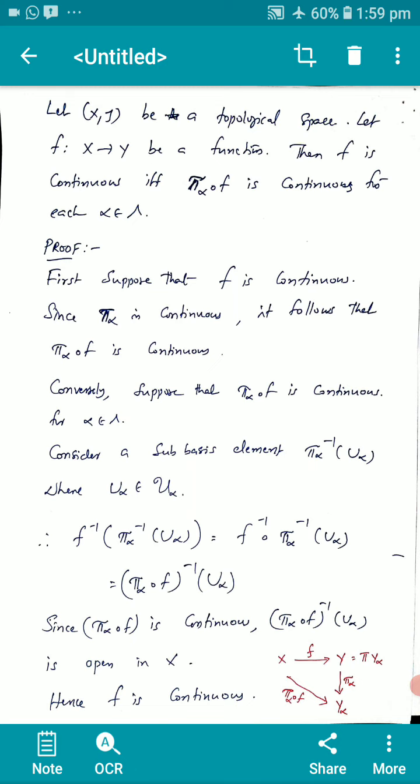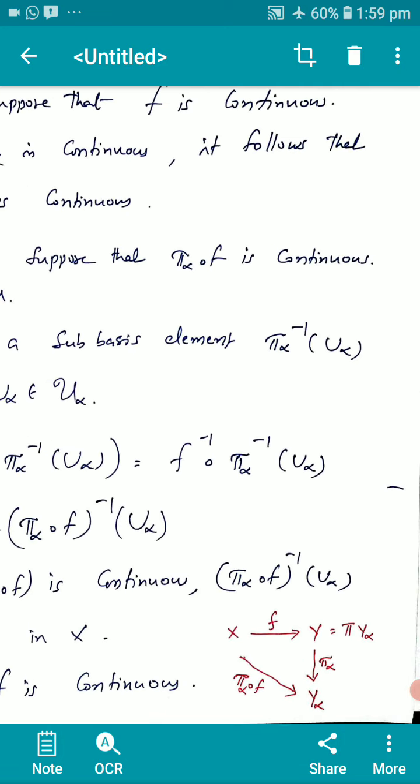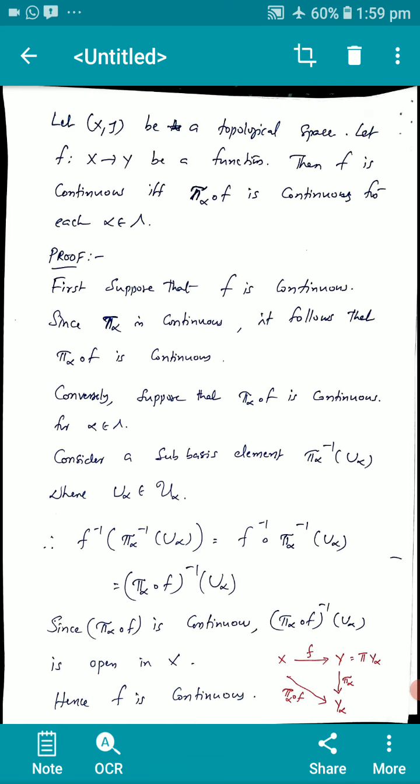That is what is shown in the figure. f is a function from X to Y. What is Y? Y is the product of Y_alpha. So the product space Y to Y_alpha, that is the projection pi_alpha. We have taken the composition pi_alpha composite f, that is from X to Y_alpha. So clearly this composition, or f, is continuous.